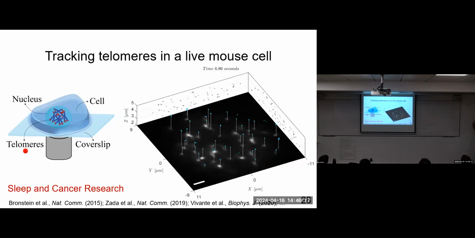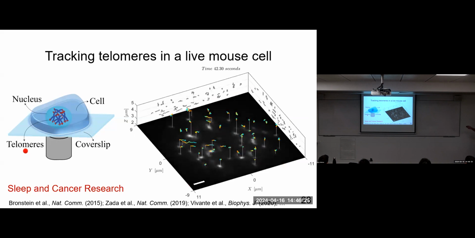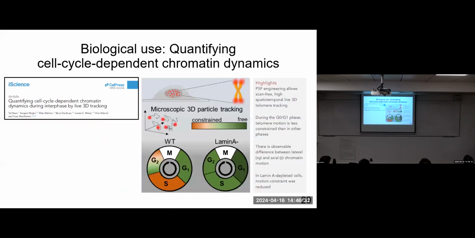So with this learned PSF that I showed you a couple of slides ago, we were able to track these telomeres and recover the 3D tracks in a live mouse cell in this case. And in fact, this wasn't only a proof of concept. This turned out to be something interesting. We had a follow-up work, which is almost purely biological, using the method. In this case, we were able to characterize the role of a certain protein, lamin A, along the different phases of the cell cycle. So in different parts or different times of the gating of the cells.